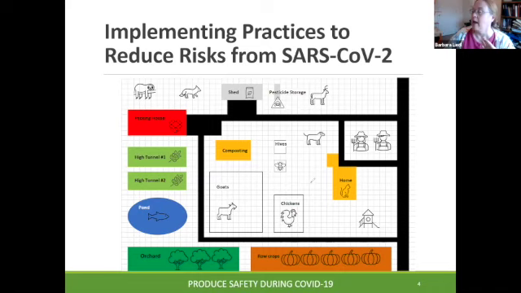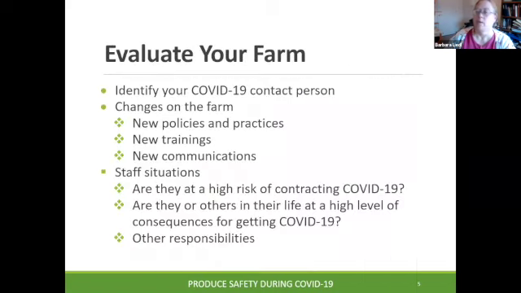If somebody may have been exposed to SARS-CoV-2, they should not have the job of dealing with the goats. Or, well, the chickens are less of an issue. So we have to rethink some of these. We're going to walk through and talk about some of these. So what do you need to evaluate and think about for your farm? So kind of putting this all into a package.